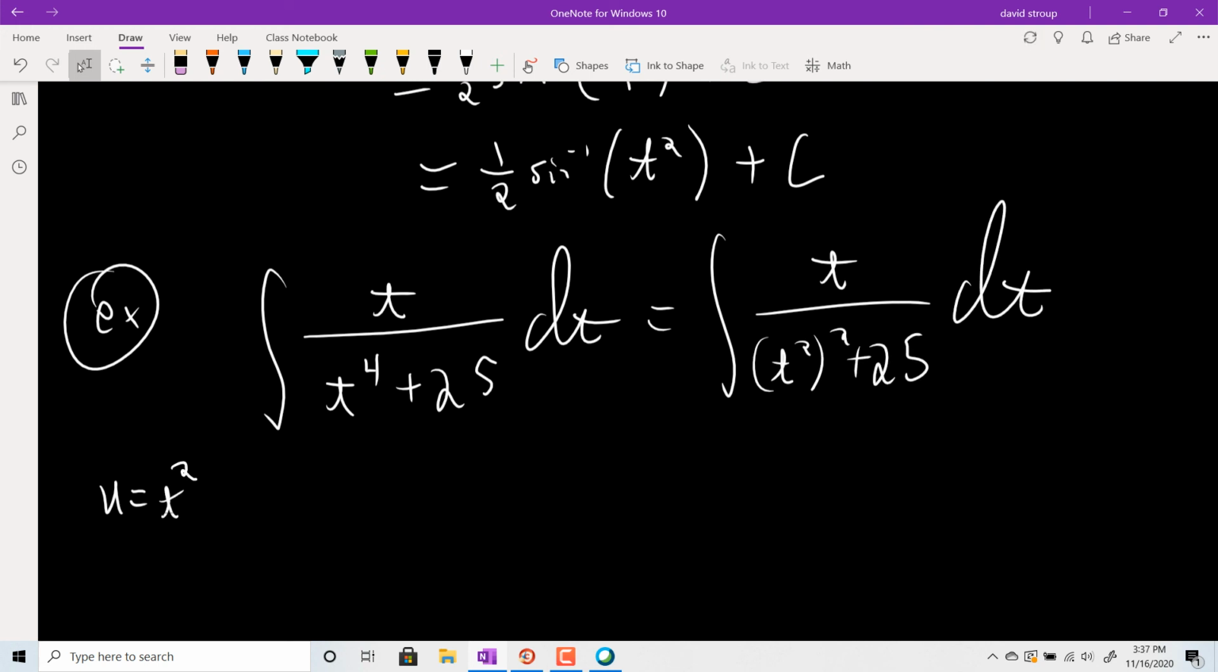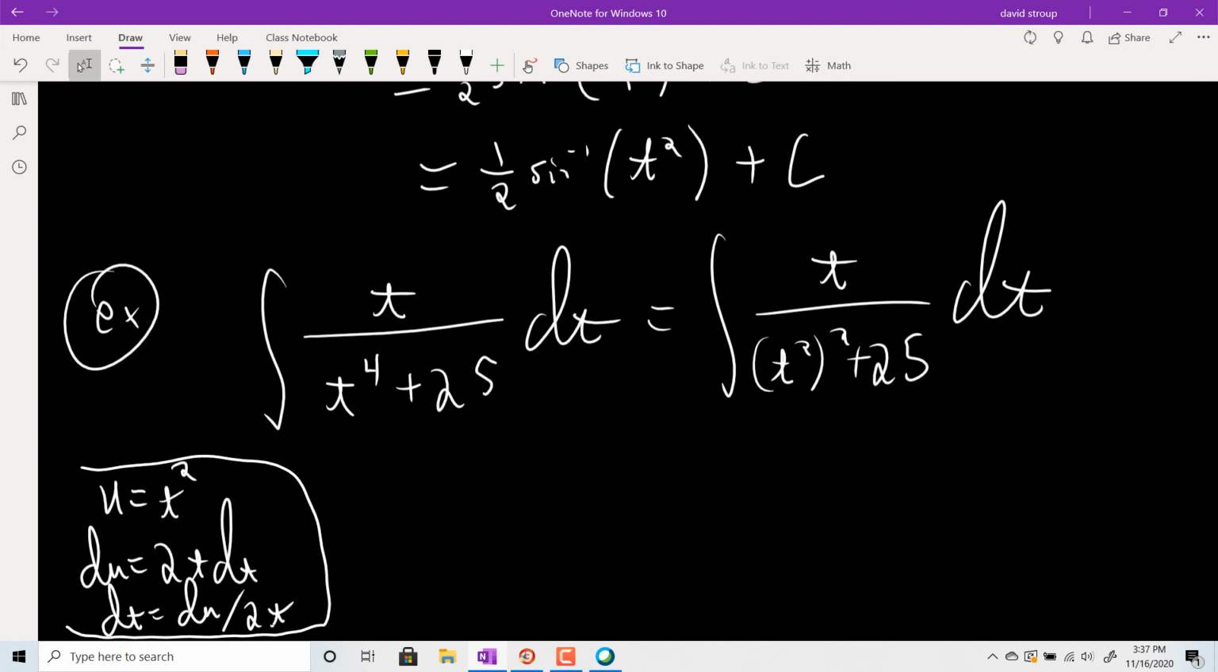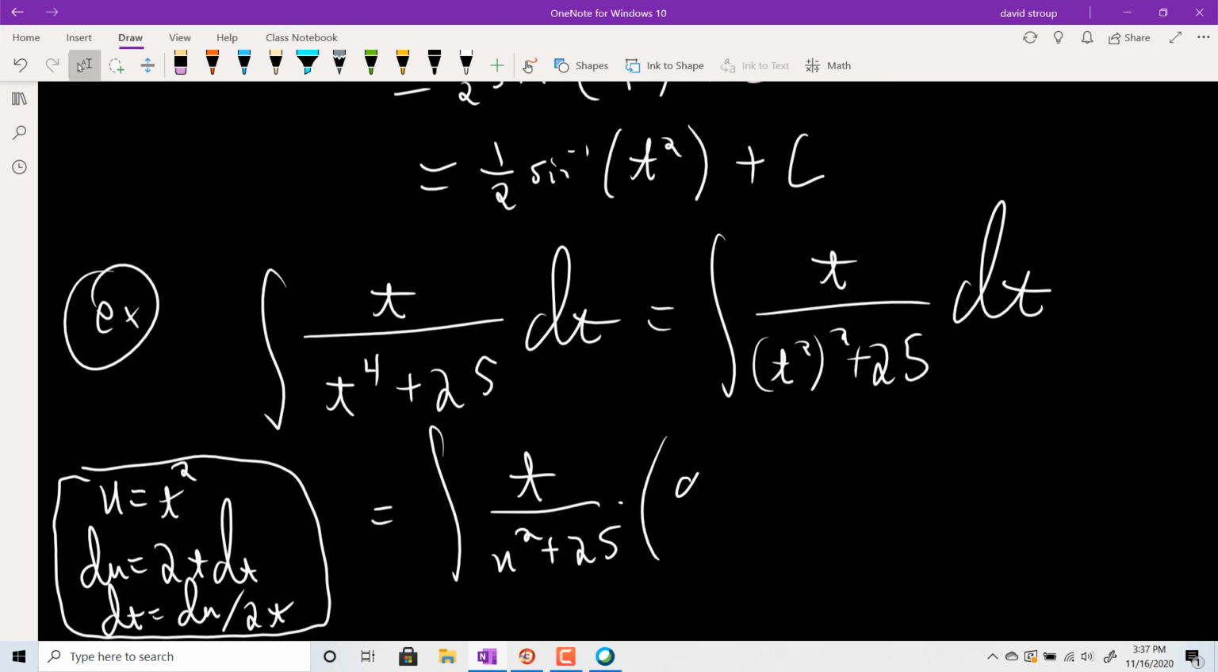So u is t squared, and then du will be 2t dt, and then dt will be du all over 2t. Okay, so I'll have the integral of t all over u squared plus 25 times dt, which is du over 2t. Get a nice cancellation of the t's. Goodbye, goodbye. There's a factor of 1/2 I can pull out.